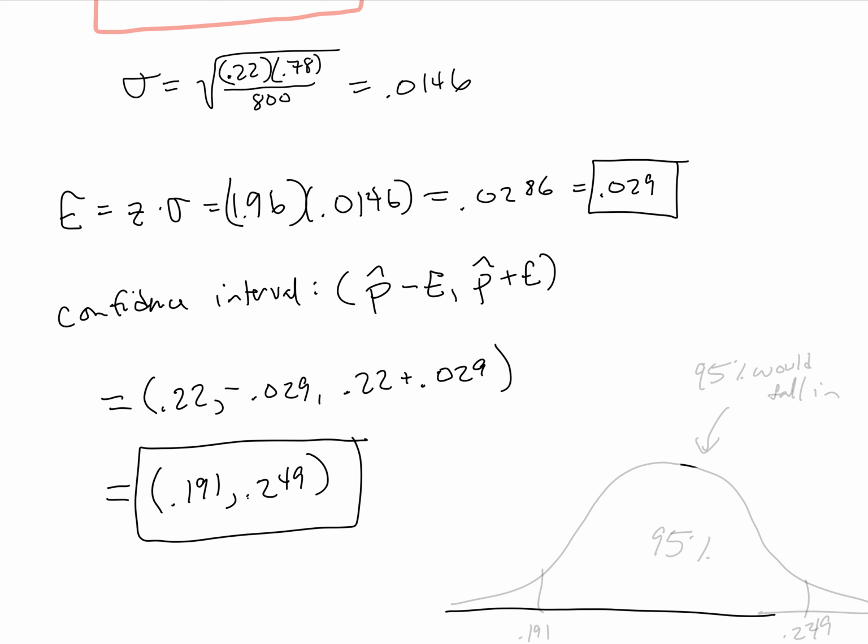And what that confidence interval means is that if we did these sample proportions and we took them over and over again, 95% would fall in the interval between 0.191 and 0.249. 95% of the sample proportions of size 800 that we took would fall within that interval. That's what we mean by a confidence interval of 95%.